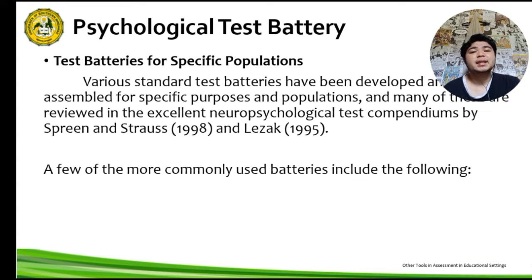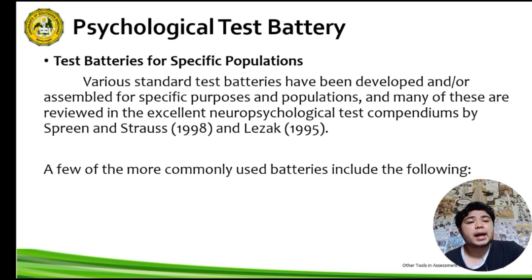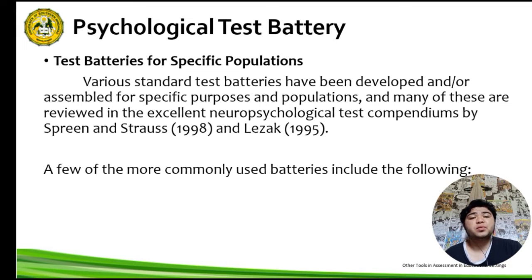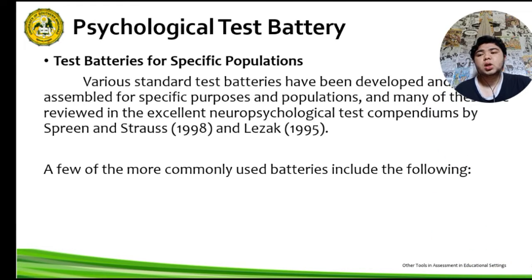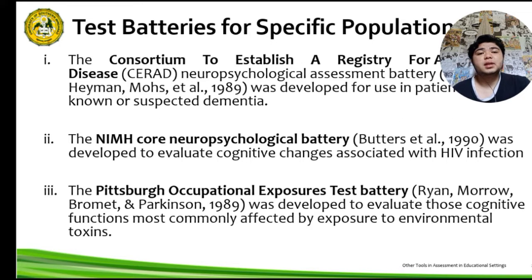So next is the test batteries for specific populations. We have different examples of test batteries for a specific population. Various standard test batteries have been developed or assembled for specific purposes and populations, and many of these are reviewed in excellent neuropsychological test compendiums by Spreen and Strauss in 1982 and Lezak in 1995.